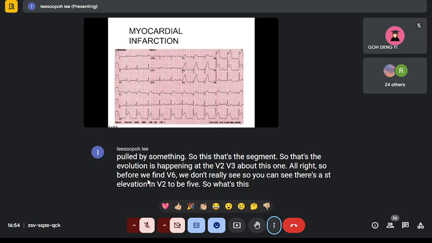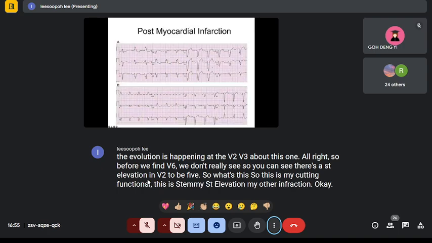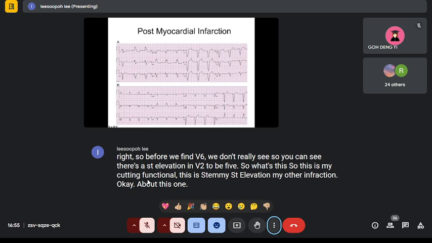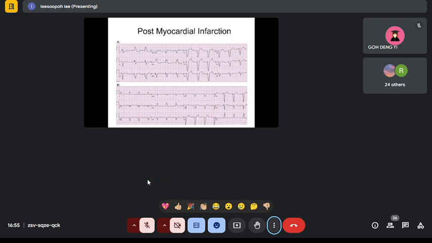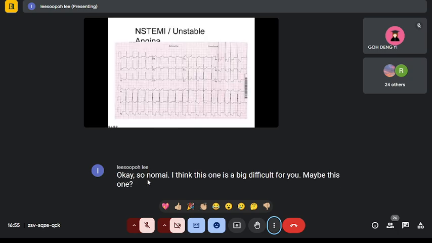So what is this? This is myocardial infarction. No? This is STEMI, ST elevation myocardial infarction. Okay. How about this one? Okay, never mind, I think this one is a bit difficult for you. Maybe this one. What do you see on this one?